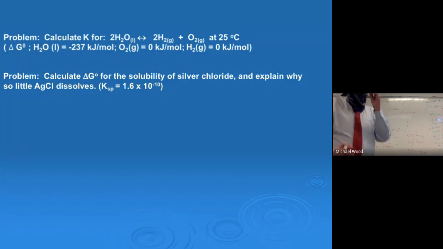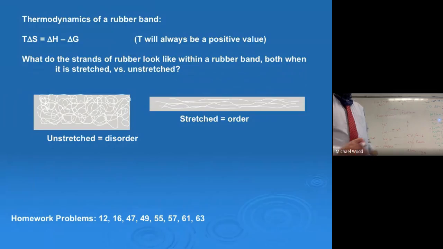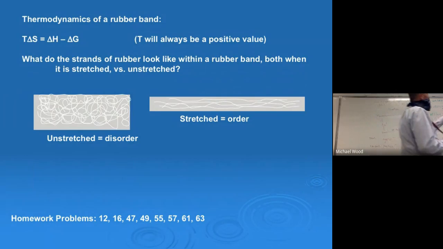The last thing that I always go over in this chapter, which again, for the sake of time, I'm not going to waste time on, is the thermodynamics of a rubber band. And the question, I always throw this on our chapter 16, 17 test: do the strands of a rubber band have a lot of disorder, or are they ordered? Well, one thing about when you stretch a rubber band, you go back to this.